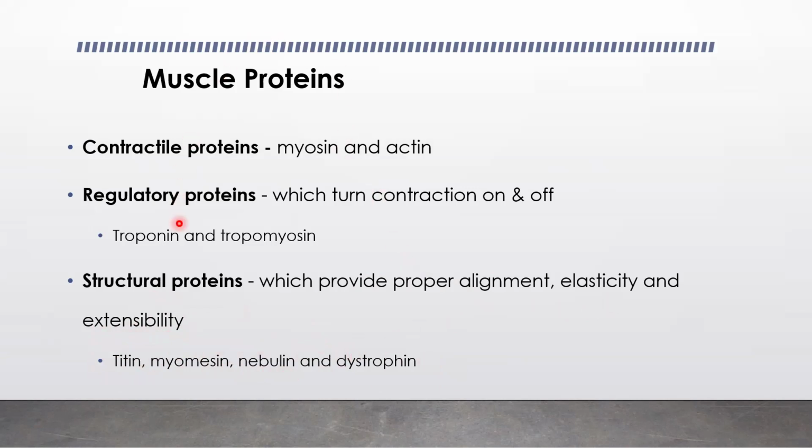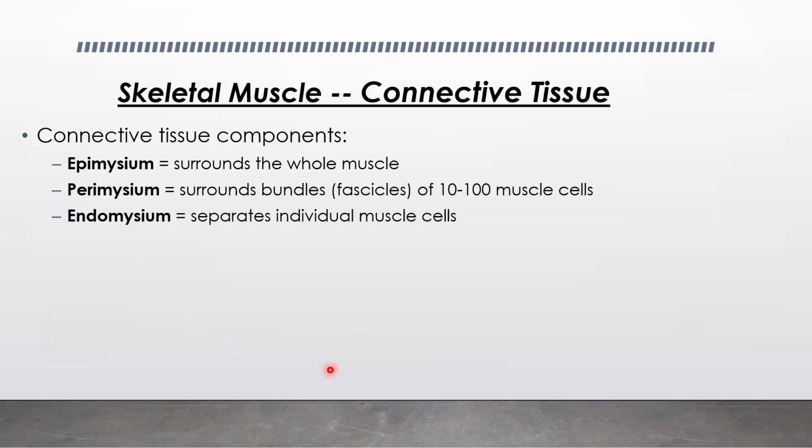And these muscle proteins are very important. That's the reason that some of them, for example, dystrophin, can bring a disease that is known as Duchenne dystrophic syndrome. So these are very important muscle proteins. I would like us to appreciate contractile proteins are myosin and actin, and regulatory proteins are troponin and tropomyosin. Structural proteins are titin, myosin, nebulin, and dystrophin.